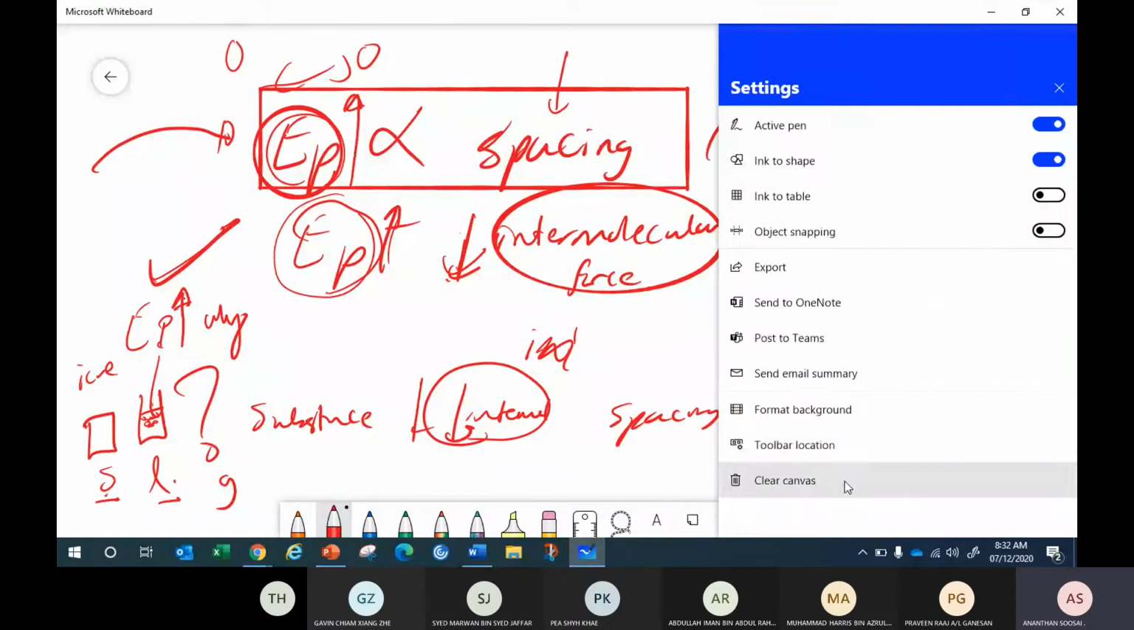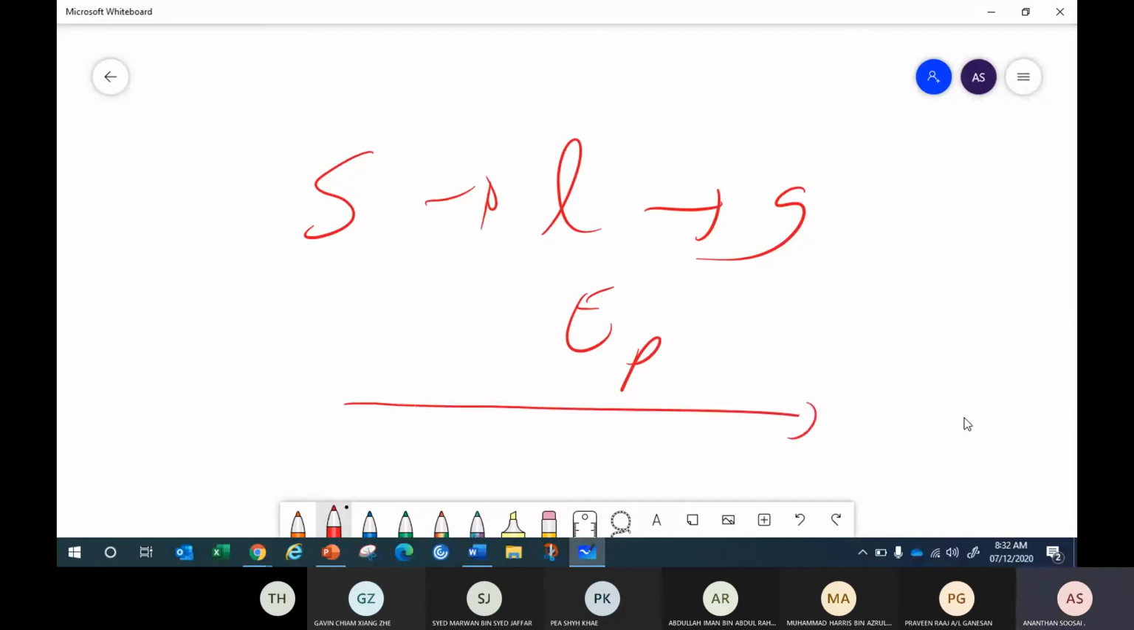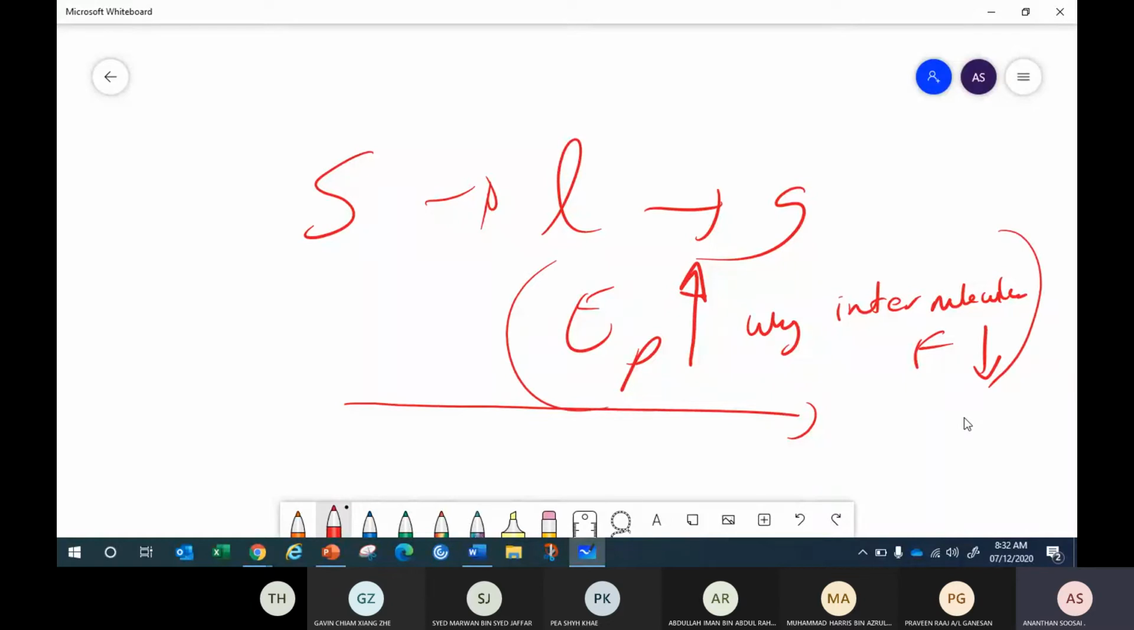But the conclusion is, for any substance going from solid, liquid, to gas, the EP moves from here to here. EP is definitely increasing. Why? Because the intermolecular force gets weaker. That is the best way of explaining. And of course, EK also rises, because EK is proportional to temperature. So temperature rises, EK rises. Any questions, guys, from here?